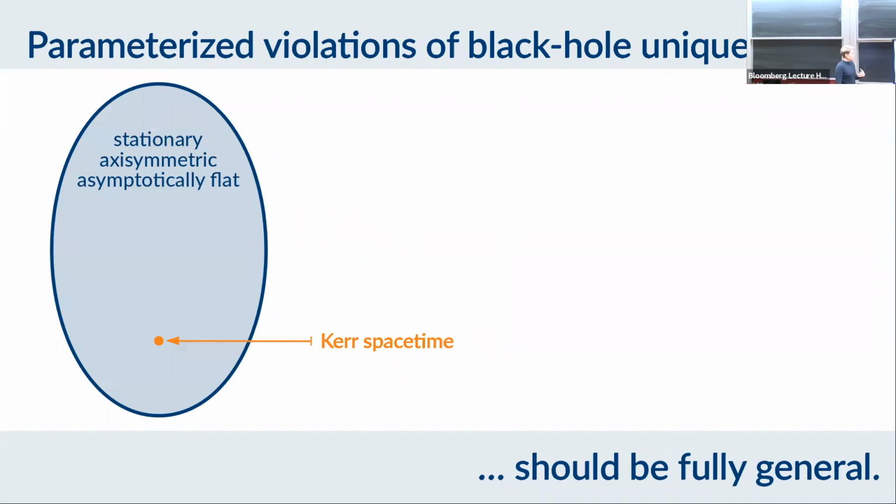And then we want to do that, but we want to do that in a way, of course, that is, if possible, fully general. So we want to make the fewest assumptions about what modifications of the uniqueness theorems I can expect. And so here I've sketched the whole class of stationary axisymmetric and asymptotically flat spacetimes. And somewhere in there is Kerr spacetime. But Kerr spacetime is also special in a bunch of other ways, which sometimes are used to construct these general classes.